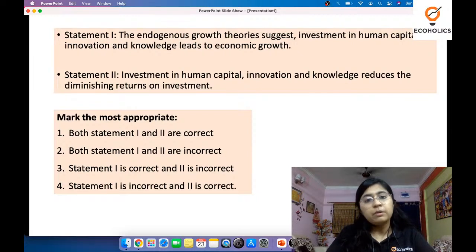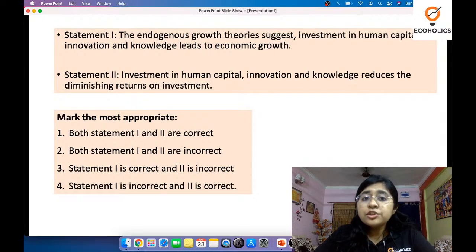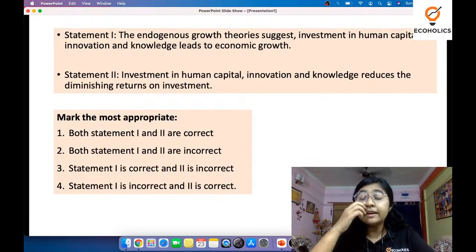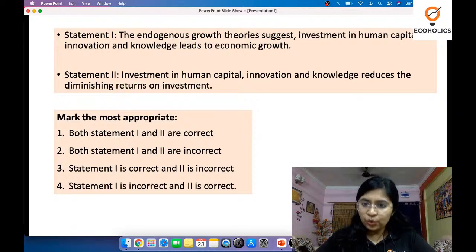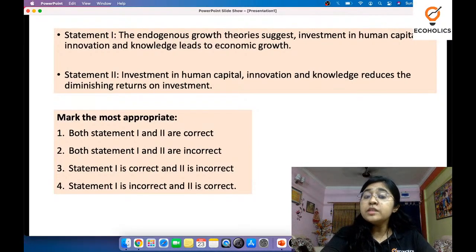according to the two statements, right? Now, looking at the first statement, the endogenous growth theories suggest investment in human capital, innovation and knowledge leads to economic growth. Okay, understood? What did we understand? That endogenous growth theory says that investments made in human capital, innovation and knowledge lead to economic growth. Okay, let's go and read the second statement. Investment in human capital, innovation and knowledge reduces the diminishing returns on investment.